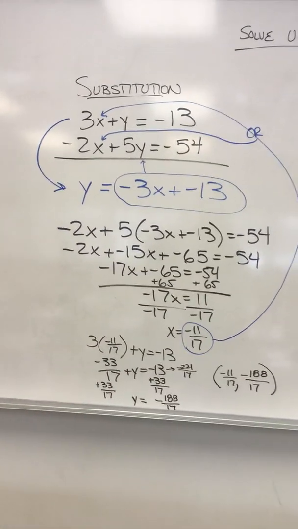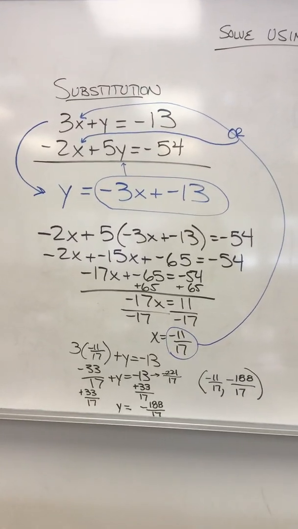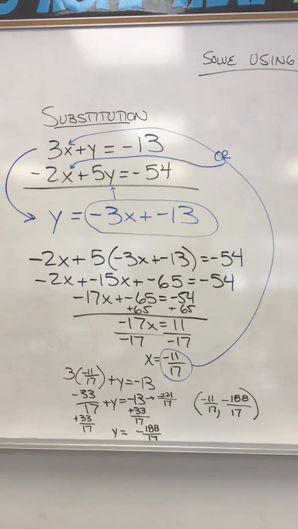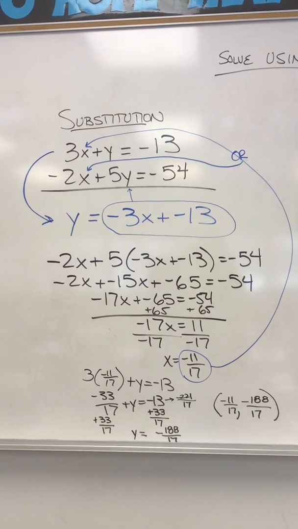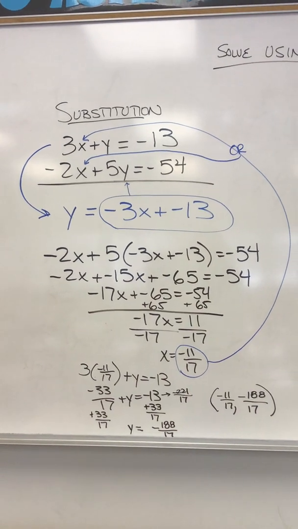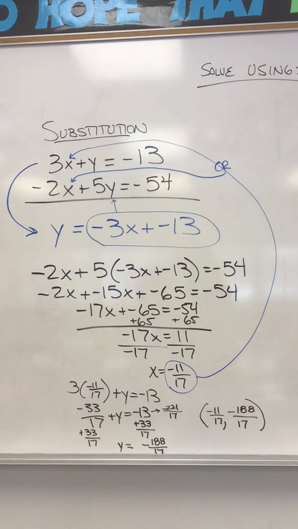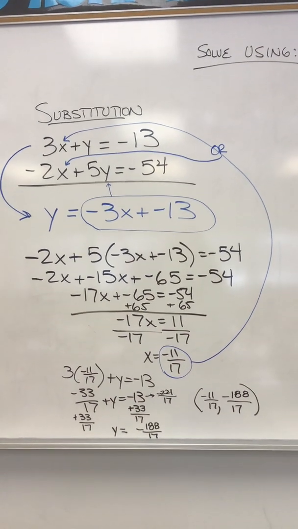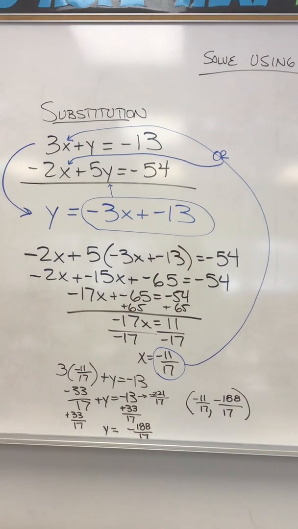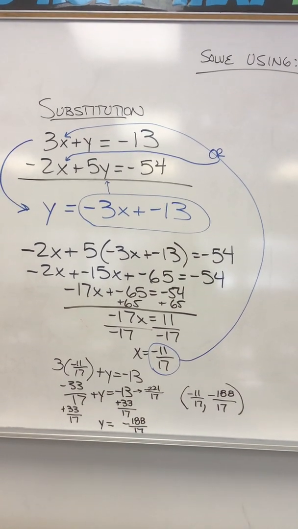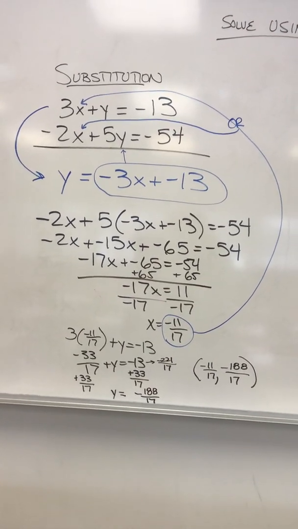And so right now we're going to go ahead and plug our x into either one of the original equations. If you notice the word "or" there on the right in the blue ink, I can plug that x equals negative 11/17 in for x in the first equation or the second equation. As long as I go all the way back to the start of the problem and use one of the original equations, it doesn't matter which one I use. I chose to use the first one. I plugged it in, and by solving for y, I got negative 188/17.